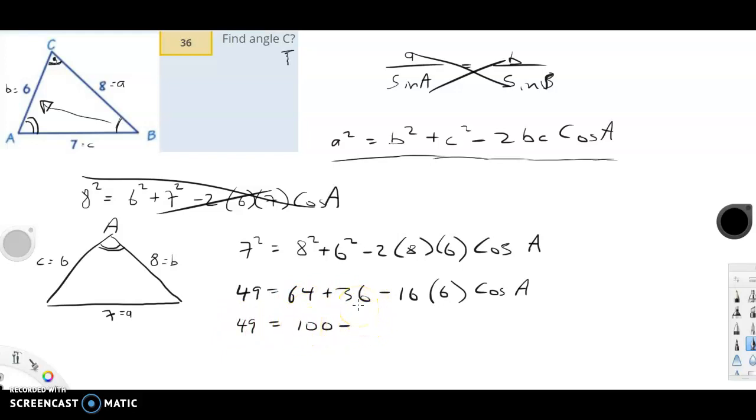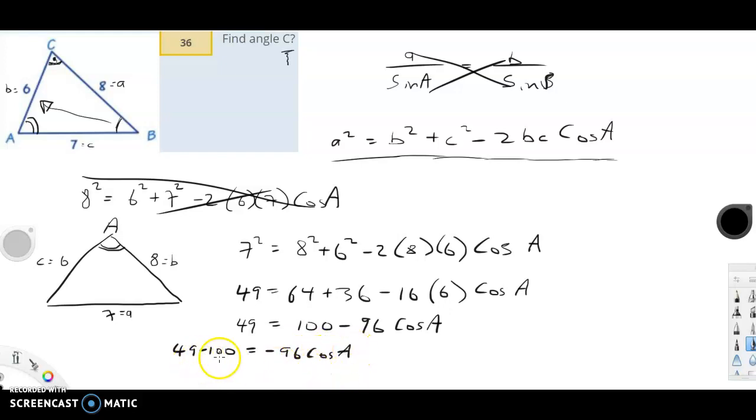minus, what's 16 times 6? Well, it's the same as 12 eighths, so it's going to be 96, is that right? Just check that on the calculator now because I don't trust myself. 16 multiplied by 6 equals 96. So now we'll take 100 from both sides, so we'll have 49 minus 100 equals minus 96 times cos A.